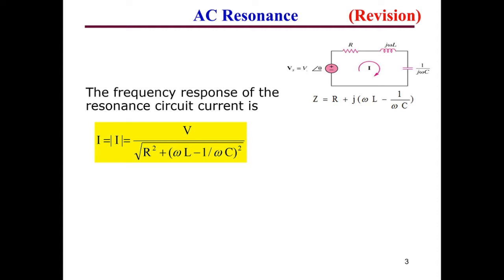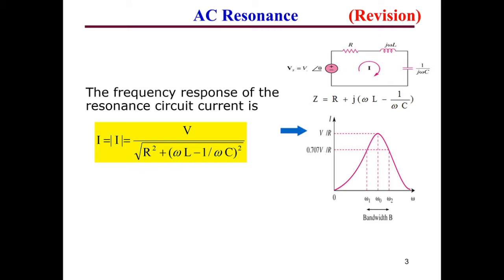Okay, if we like to find the frequency response of the current, we can find the current by dividing the voltage over the magnitude of the impedance. And then we'll find again that since at resonance the total impedance will be minimum, the current will be maximum. So the maximum value of the current will be V over R. Okay, and if we multiply the peak current by 1 over root 2, that will be 0.707 V over R.